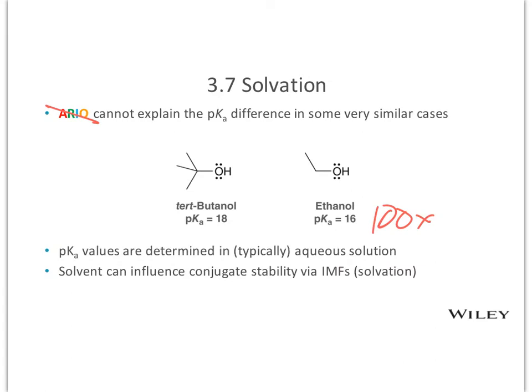Well, let's take a look behind these two bullet points. pKa values are typically obtained by looking at aqueous systems. So our tertiary butanol and our ethanol are both floating around in water solutions. The solvent can try to stabilize the conjugate base by way of good old IMFs, intermolecular forces. When the solvent interacts with a solute through intermolecular force interactions, we refer to those interactions as a solvation effect.